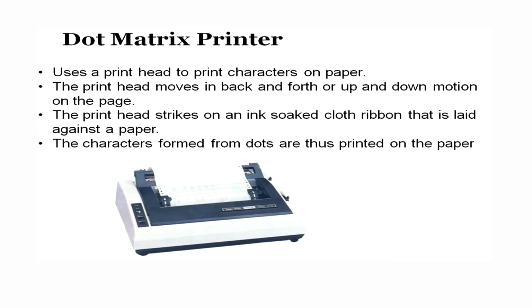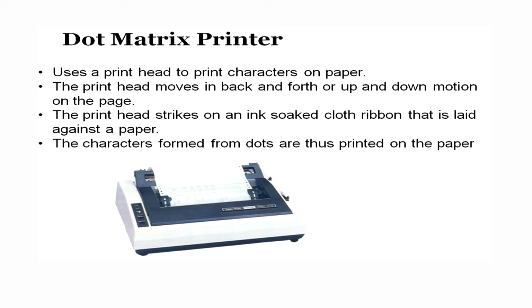A dot matrix printer uses a print head to print characters on paper. You can see the picture of the dot matrix printer here. The print head moves in a back and forth, up and down motion over the page and it strikes an ink soaked ribbon. That ribbon then touches the paper and the characters are printed on the paper.